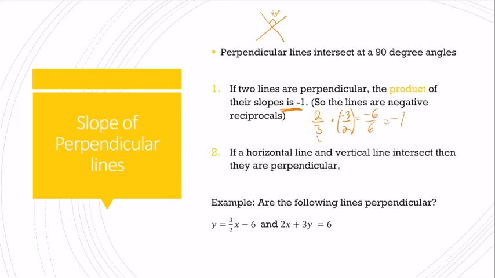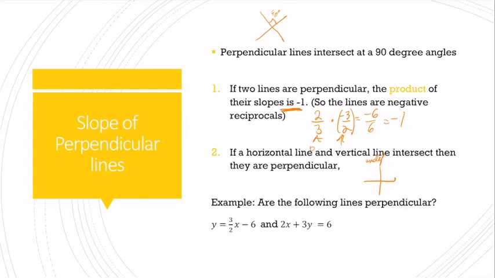So if I had a slope of 2/3 and a slope of -3/2, then they would be perpendicular. Another thing to know is if a line is horizontal, so it has a slope of 0, and a line is vertical, so it has an undefined slope, those are always going to be perpendicular.